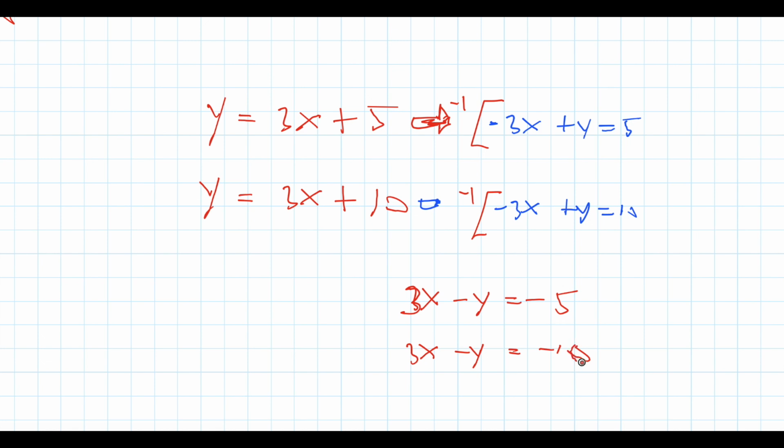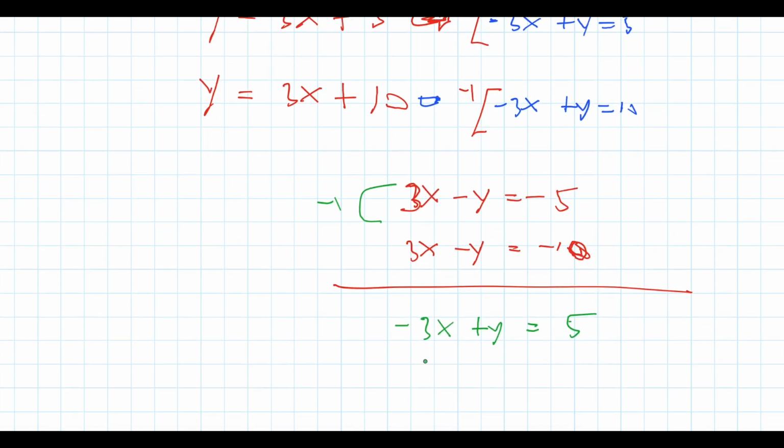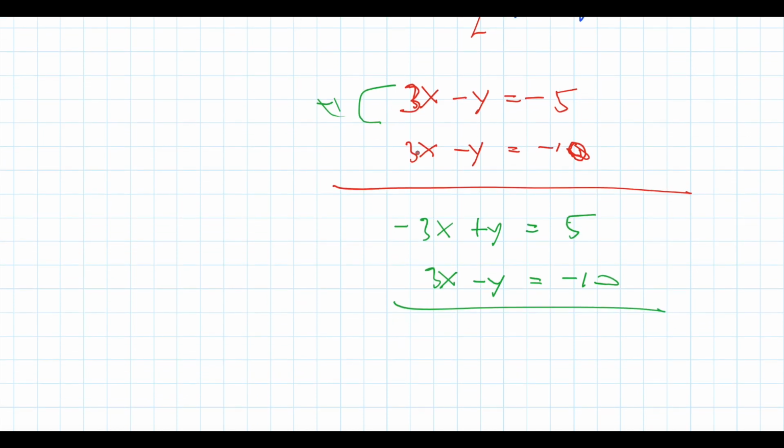So now, what was the relationship between these two lines? They are parallel. All right, so we're going to do our system of linear equations again. We want to make sure we can wipe out a letter. So what do we do? You multiply negative 1 to one of the equations. We'll do the top. So we get negative 3x plus y equals positive 5. And on the bottom, 3x minus y equals negative 10. Now what do we do? Cancel out the 3x and cancel out the y.